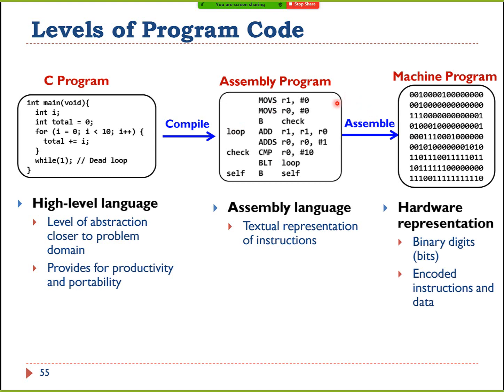But once we use the assembler, we get the machine program. This is all ones and zeros. It is very hard for us to understand, but it is easier for the machine to execute. These are basically encoded instructions and data, so all this information has been encoded in this machine program.